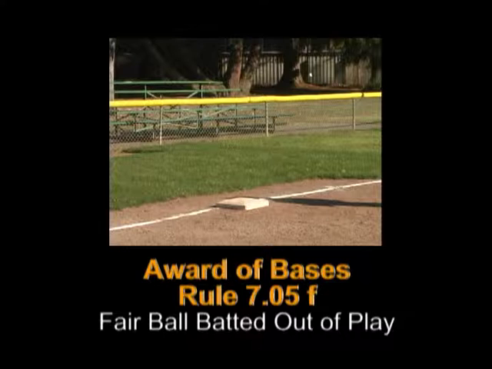Rule 7.05. Each runner, including the batter runner, may without liability to be put out advance two bases if a fair ball bounces or is deflected into the stands outside the first or third base foul lines, or if it goes through or under a field fence, or through or under a scoreboard, or through or under shrubbery or vines on the fence, or if it sticks in such fence, scoreboard, shrubbery, or vines.